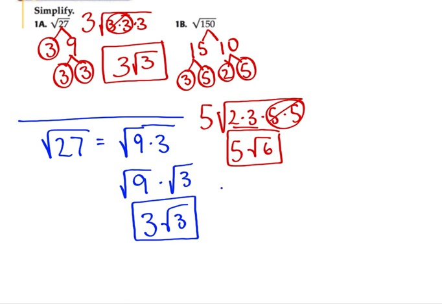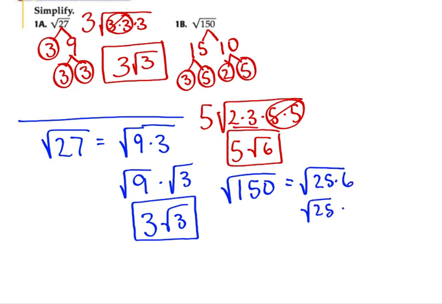Using method 2, I can split up the square root of 150 into 25 times 6. So the square root of 25 times the square root of 6, which is 5 times the square root of 6.